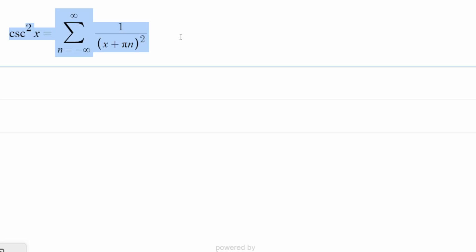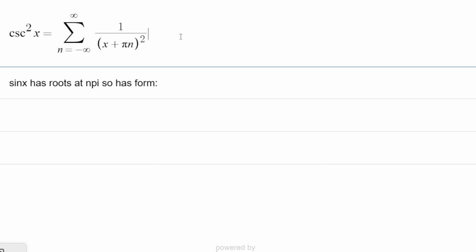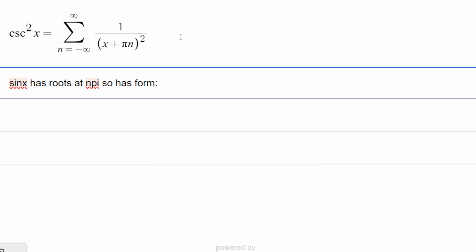Today I'm going to be proving this identity that cosecant squared x is equal to the sum over all the integers n of 1 over (x plus pi n) squared. All right, so the first thing we're going to need to do is recognize that sine x has roots at n pi, and so therefore has the following form.